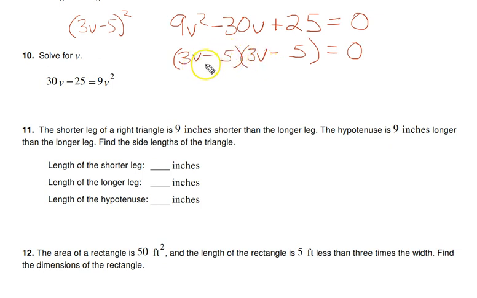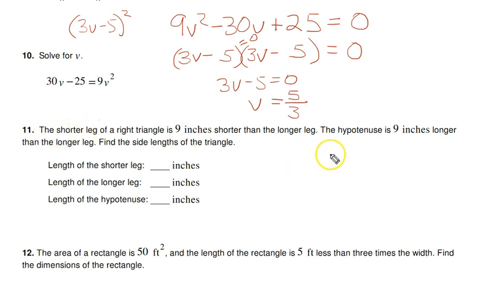Now, according to our protocol, we equate each of these factors to 0. This factor is 0, this factor is 0. And they're both the same, so 3v minus 5 equals 0. I'm going to transpose the 5 as a positive 5, and then divide by 3. Now, when the answers are the same, you don't have to write them twice. So this is the answer to number 10. I will leave that up.